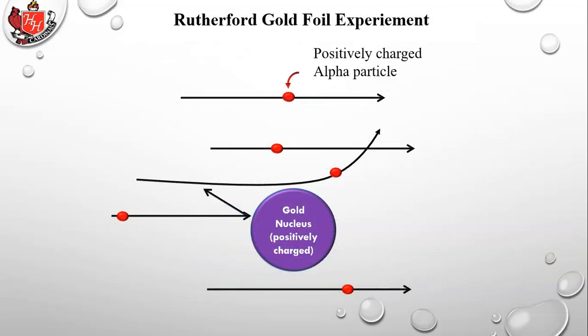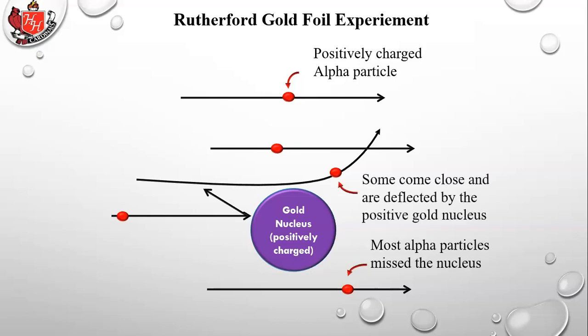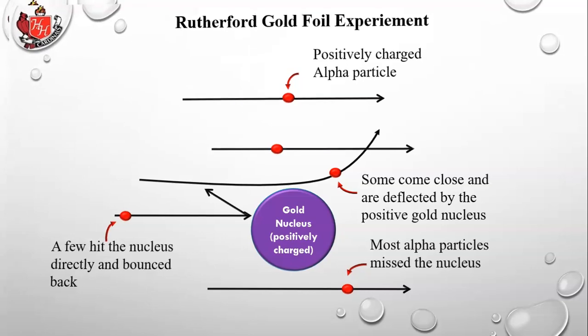So there we see alpha particles flying from left to right through the gold foil. Positively charged alpha particles, most of them miss. Most of them don't hit the nucleus, such as the one at the top there and the one at the bottom. Occasionally one will come very close to the nucleus, and since alpha particles have a positive charge and the nucleus has a positive charge, they'll be deflected away from the nucleus. They'll curve away from the nucleus. And then occasionally a few hit the nucleus directly and bounce back, and that's what really surprised Rutherford.